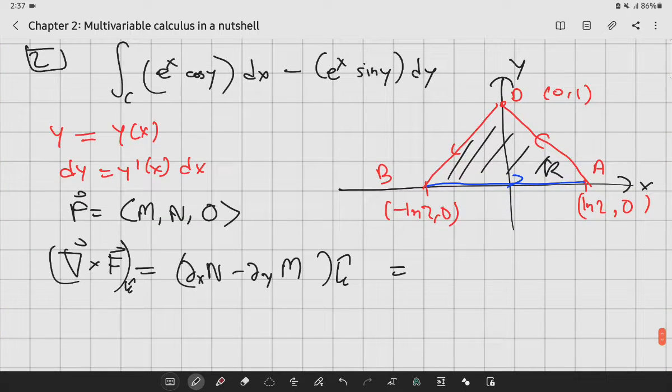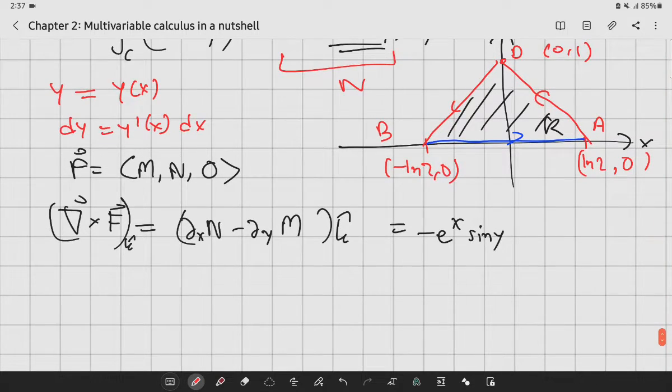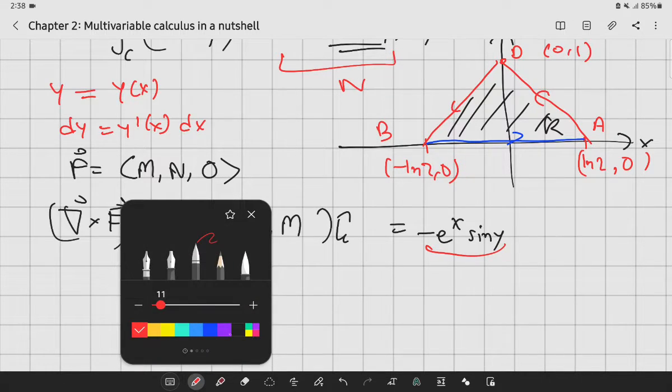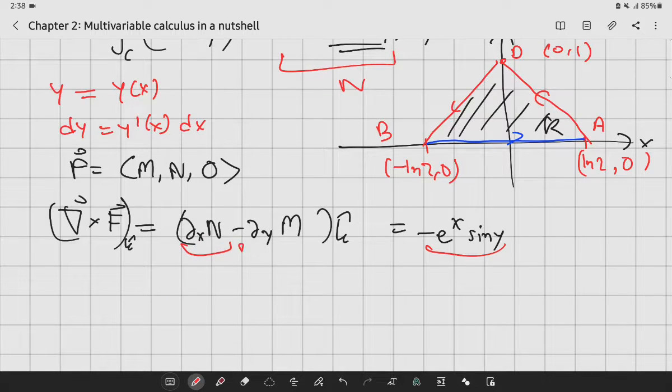Let's do this quickly. Partial x of n: e raised to x, the derivative with respect to x is just e raised to x, and sine y comes along for the ride. And you have a minus sign here, notice this, because n is this whole thing. This whole thing is n. So I have this as partial x of n, and now I have to do this part, partial y of m.